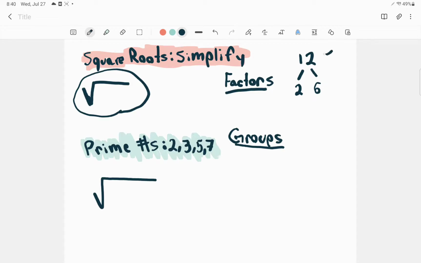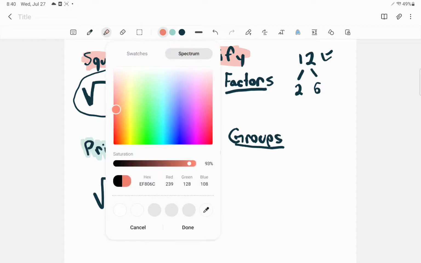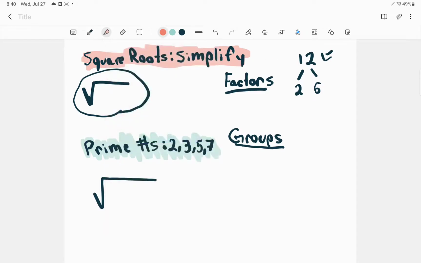So right here, you see the 12? I'm going to stop when I find a prime number. So, if you look closely, I already wrote some prime numbers. So we have 2, 3, 5, and 7. Obviously, there are going to be more numbers out there that are prime numbers. But for the time being, I just want you to focus on those.